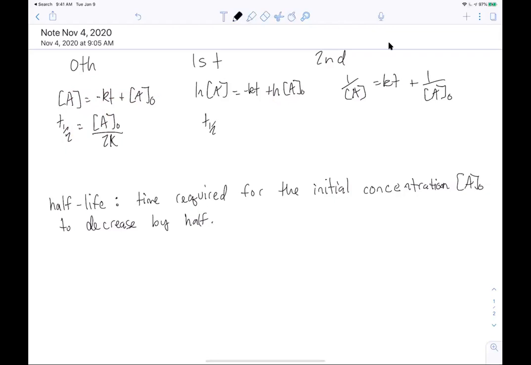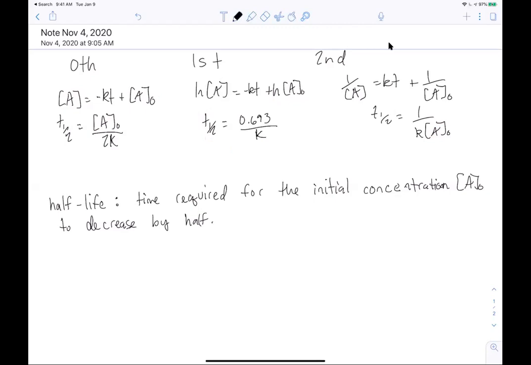For a first order reaction, the half-life is equal to 0.693 divided by K. There are some consequences as far as that is concerned. You'll notice that it doesn't actually have the initial concentration in it at all. And for second order, it's 1 over K times the initial concentration. So second order and 0th order reactions depend on the initial concentration for the half-life, but the first order is not concentration dependent. It's independent of that.